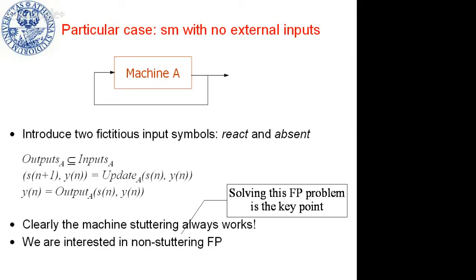So, how do we solve this? Well, formally, if we connect a state machine with itself like this, we don't have any inputs left for the composition. So we will need an additional fictitious input to compute the reactions. And we will assume that the machine is going to compute a new reaction every time we get this fictitious input that is called react. So let's consider, for example, this state machine.